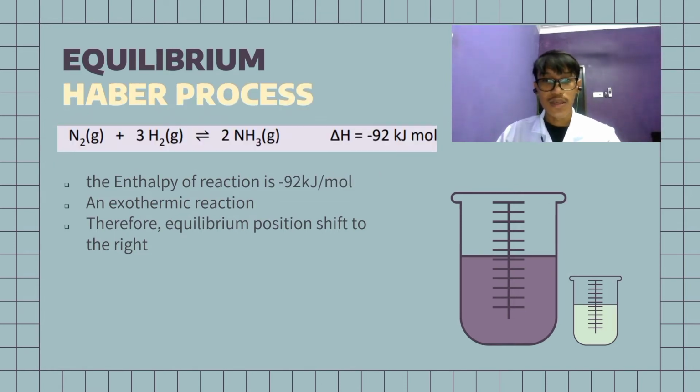Lastly, about the Haber process. The Haber process is N2 plus 3H2 forming 2NH3, and the enthalpy of reaction is negative 92 kJ per mole, and it is an exothermic reaction. Therefore, the equilibrium position will shift to the right.